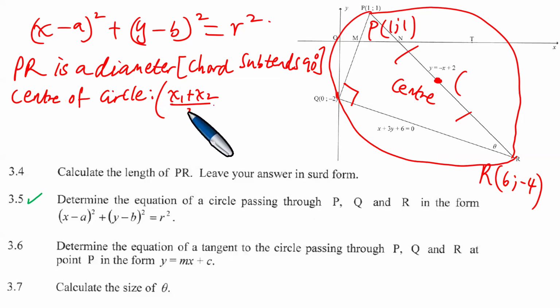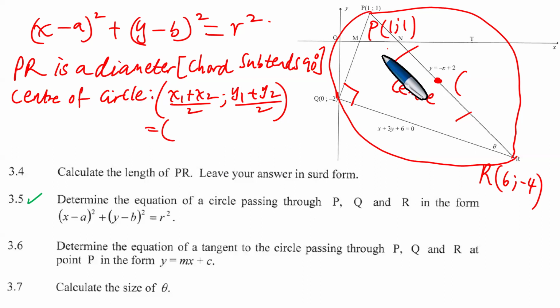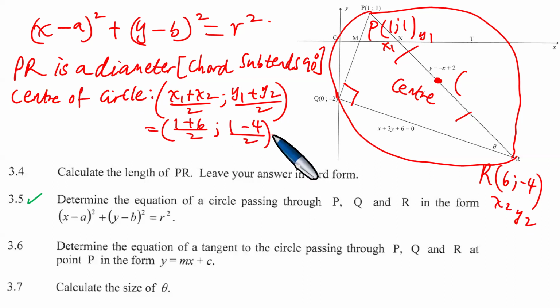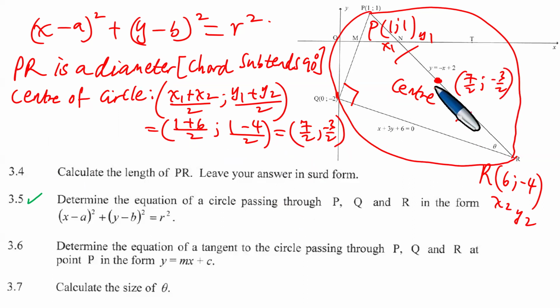Which is x1 plus x2 out of 2, y1 plus y2 out of 2. So this one is x1, y1, x2, y2. That gives 1 plus 6 out of 2, and y1 is 1, y2 is minus 4, out of 2. 1 plus 6 is 7 out of 2, and 1 minus 4 is minus 3, out of 2. So we know that the coordinates of the center are 7 over 2 together with minus 3 over 2. This is the center of the circle.